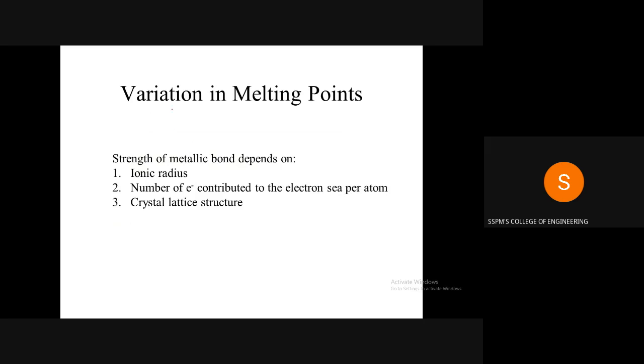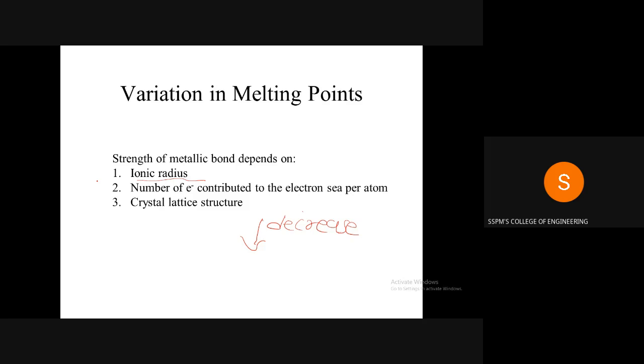Then variation in the melting point. When you go down the group, melting point will decrease. Remember this point because they ask the question. Melting point decreases when you go down the group due to the ionic radius. Metallic bonds depend on ionic radius. So bigger size, higher the melting point. Smaller the size, lesser the melting point.